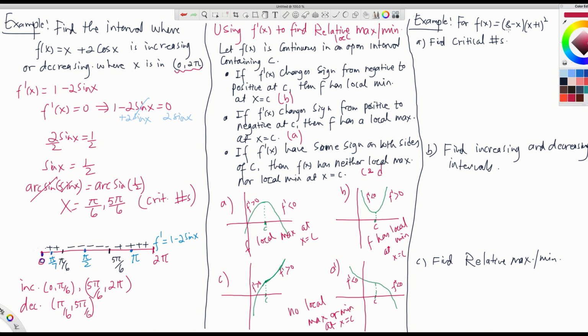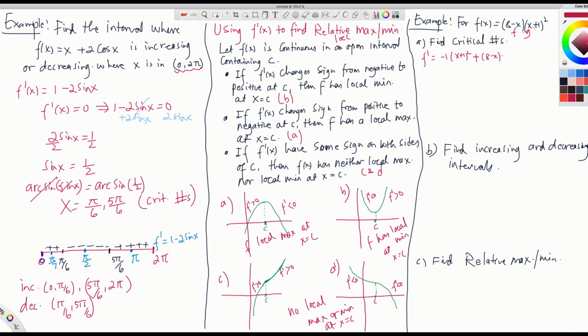Let f(x) equal (8 minus x) times (x plus 1) squared. Find the critical numbers. How do I find the critical numbers? You find the derivative and set it equal to 0, or find where the first derivative is not defined. How do I find the derivative here? It is like f times g, right? How do you find the derivative of a product? f prime equals the derivative of f, which is negative 1, times g, which is (x plus 1) squared, and then plus f, which is 8 minus x, times the derivative of g.